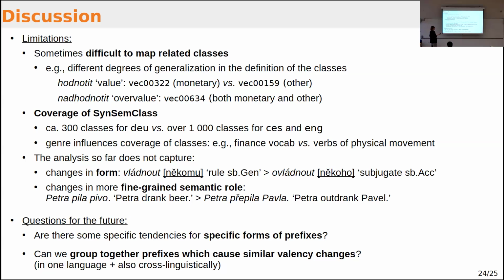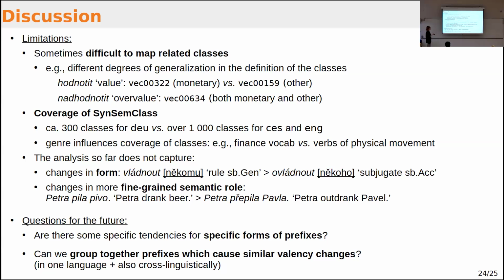In this case, it is simple. We simply map both of the more detailed classes to the more general one for the prefix verb. But there are cases in which that generalization sort of doesn't overlap in a nice way like this. And so sometimes it's difficult to decide how exactly they should be mapped. Also, and this is probably the most serious issue so far, the coverage of SynSemClass differs for the languages that are included in it. There are about 300 classes covered for German versus over 1,000 classes for Czech and English. And that's why the sample for German was kind of sad.